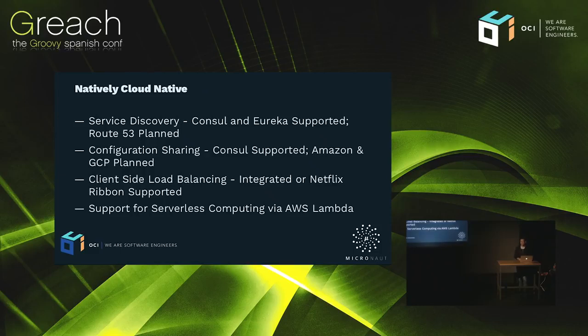We like to call Micronaut natively cloud native, to borrow another buzzword marketing term, in that it's designed specifically for the cloud native generation, as they're calling it. It's designed from the ground up for that purpose. We have built-in service discovery with Consul and Eureka supported out of the box. We plan to add support for Amazon Route 53. We have built-in configuration sharing. There's no need to configure third-party things. It's just out of the box with Consul supported. Amazon and Google Cloud support planned. We have built-in client-side load balancing that is integrated. If you need more flexibility, we also have support for Netflix Ribbon. And we have support for serverless computing with AWS Lambda, which I'll be demonstrating in a minute. And the Lambda support is only possible because of the compile time approach that we're taking.